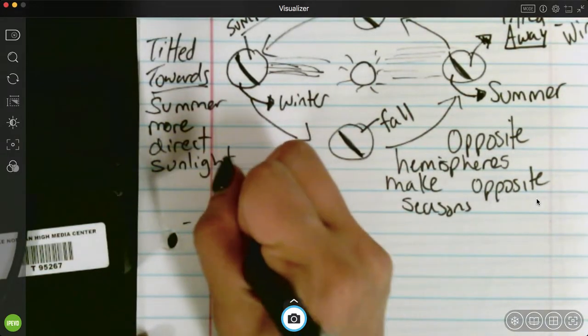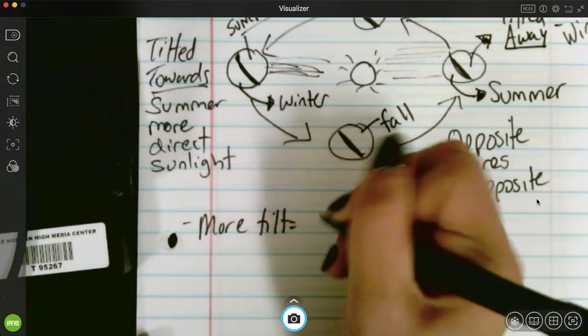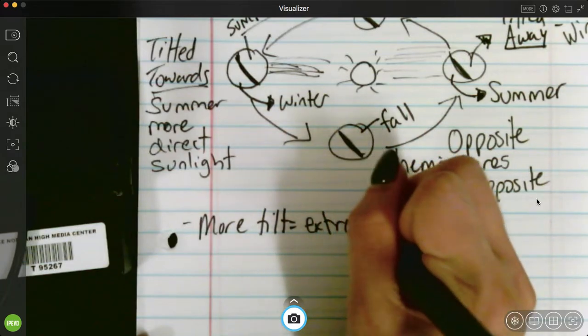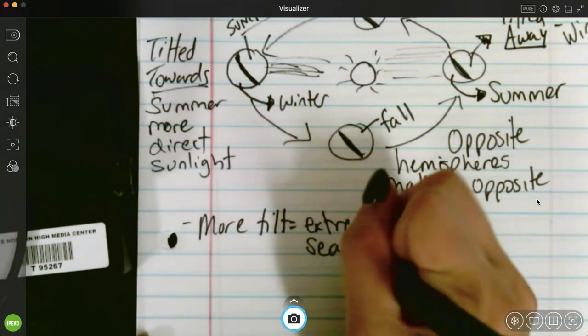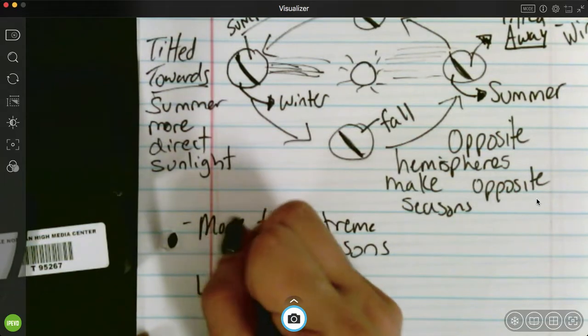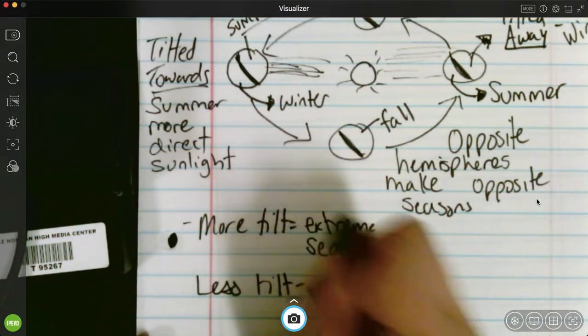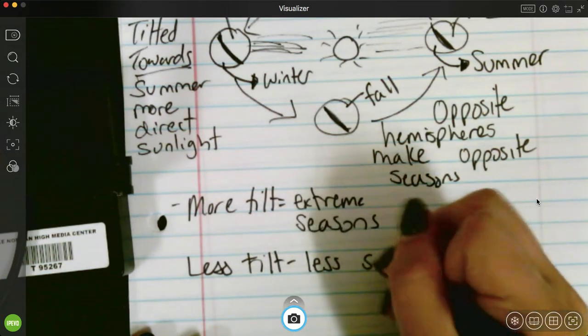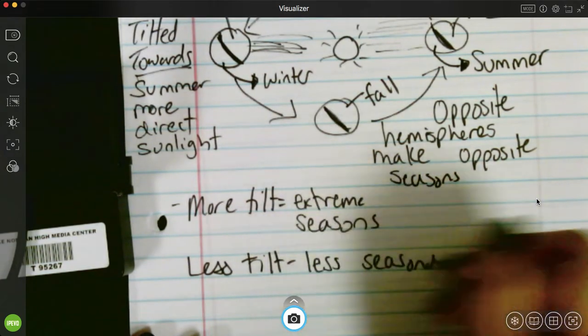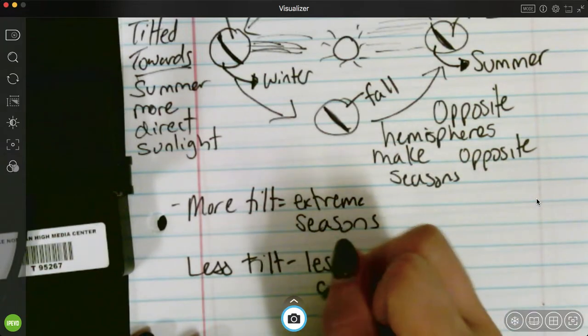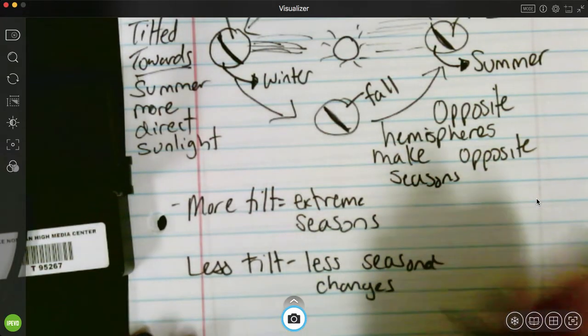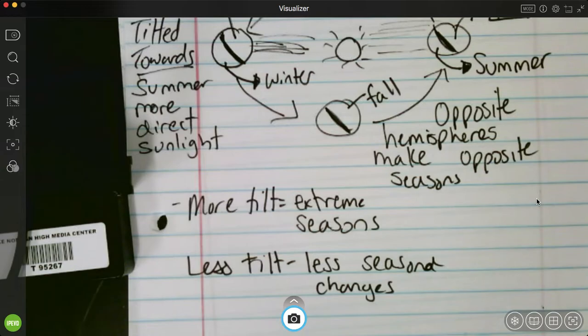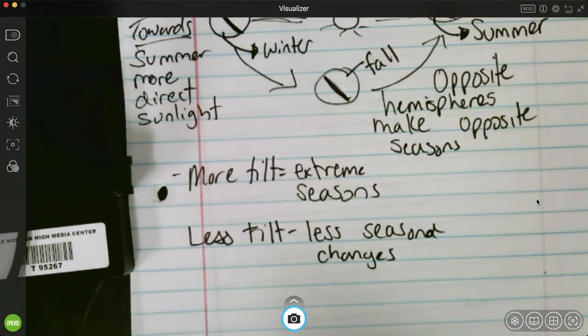It's because of how the Earth is tilted. Remember, more tilt will lead to more extreme seasons, which means logically, if there's less tilt, there's less seasonal changes. All right, so we talked about seasons. 2 more things to talk about. We have tides and the sun.